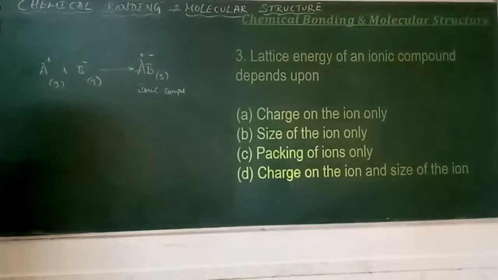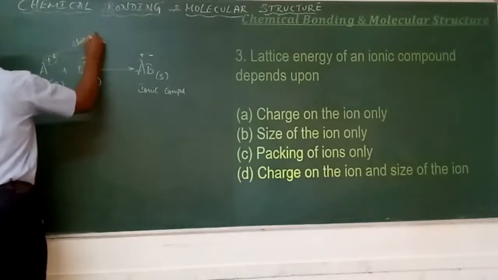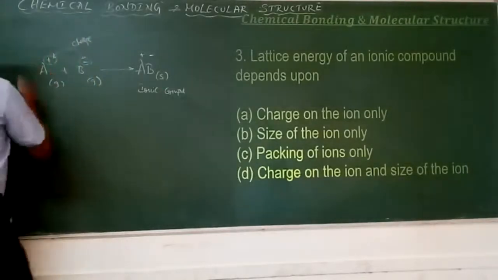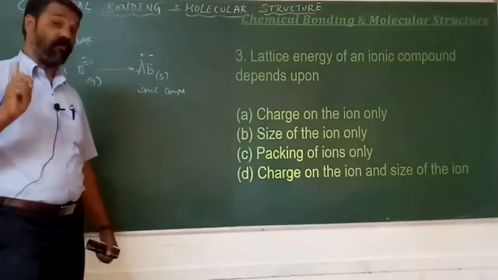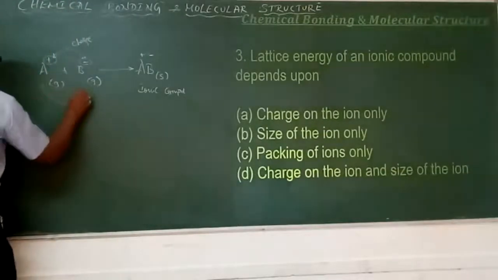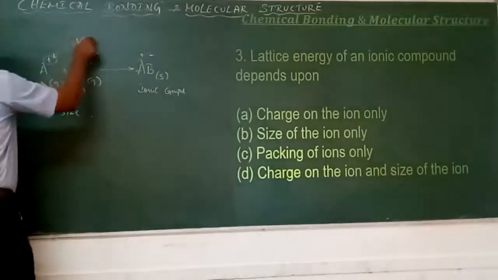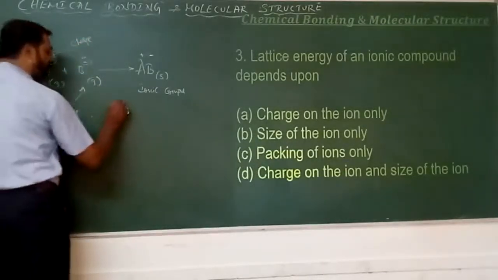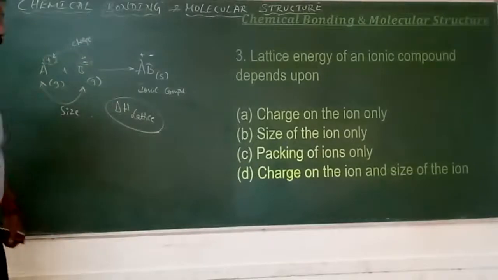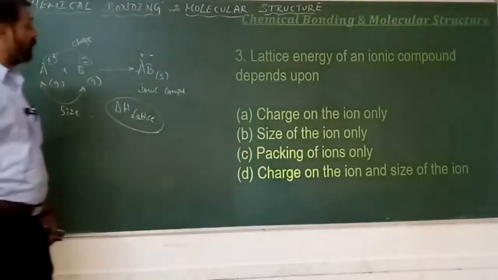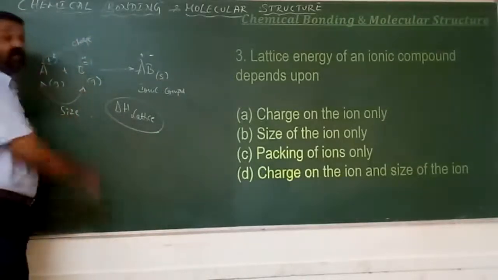So the amount of energy released depends upon, first, the charge of that particular ion, and then the size. We have mentioned that a larger cationic size with a smaller anionic size leads to the formation of an ionic bond. Means it also depends upon the size. Not only the charge of the ion, but also the size, and that gives the delta H, which is the lattice enthalpy or lattice energy. Means lattice energy of any ionic compound always depends upon the charge present on the individual ions along with the size of that particular ion.